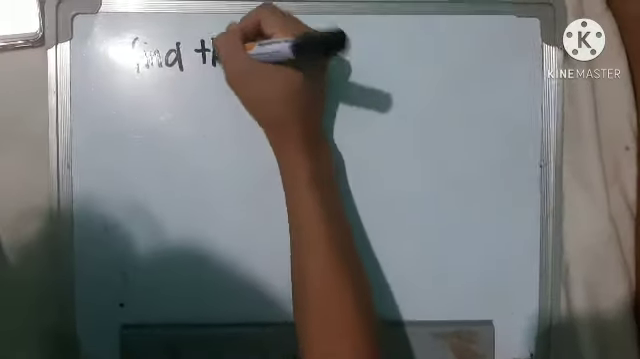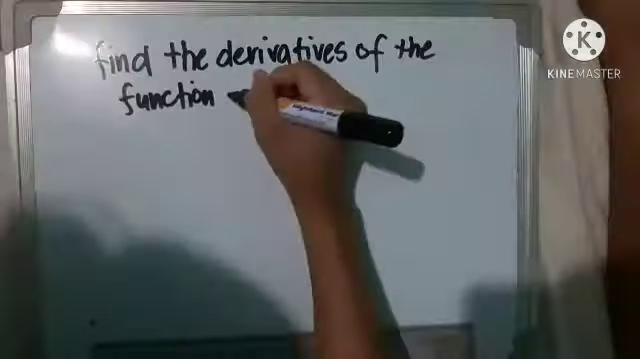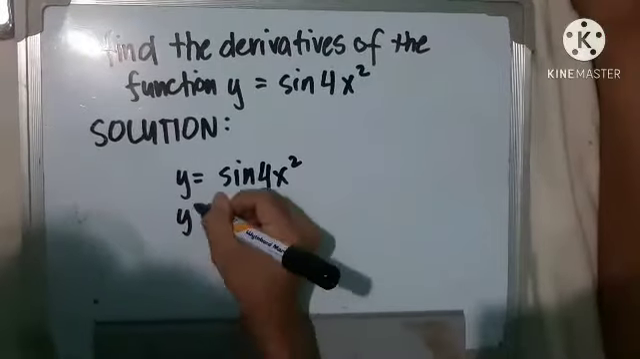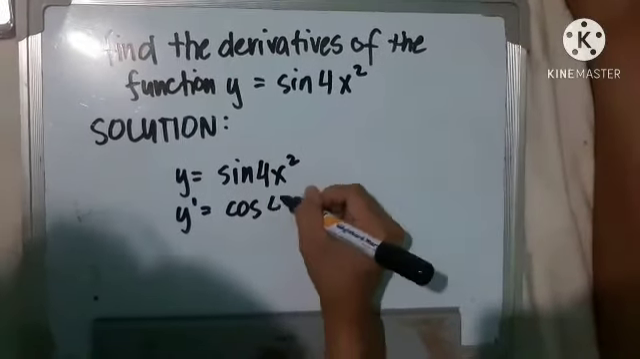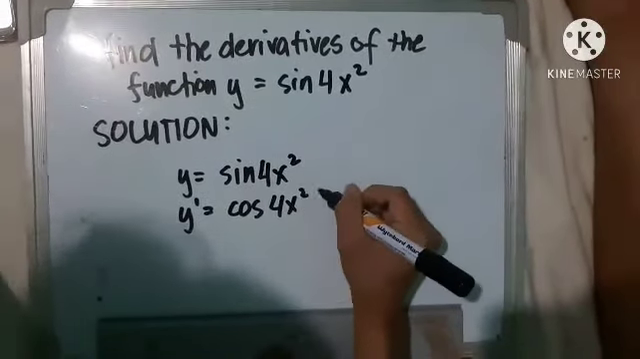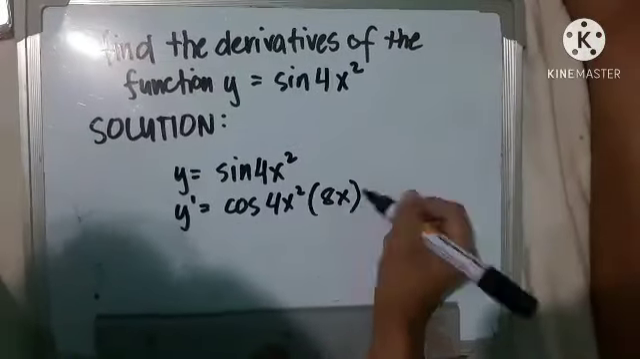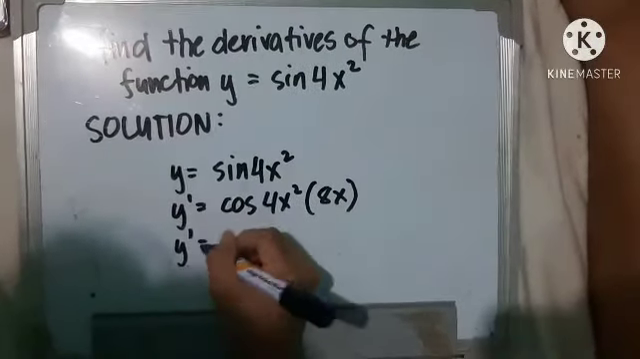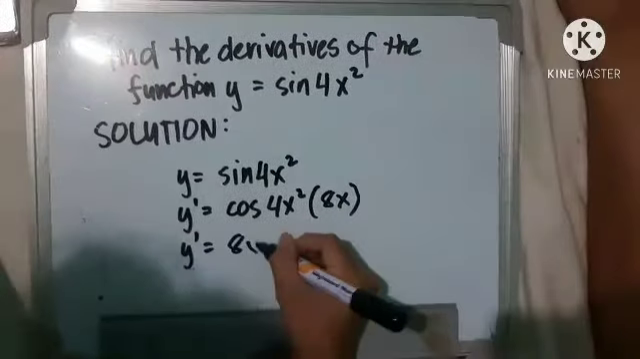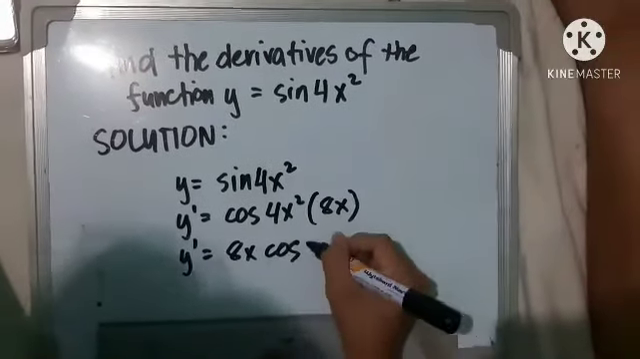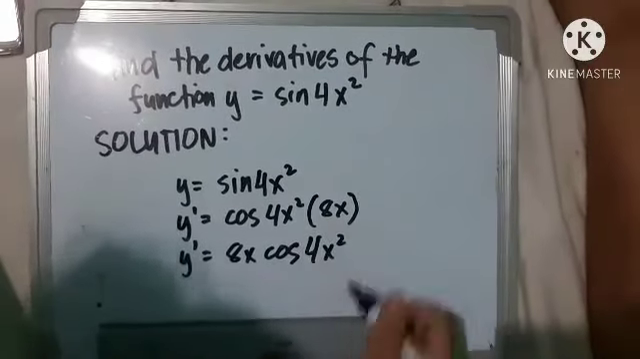For example, we're going to derive sine of 4x squared. As what we have discussed earlier, if we derive sine, it will result in cosine. And if we derive 4x squared, it will result in 8x. Therefore, if we simplify, it will result in 8x cosine 4x squared.